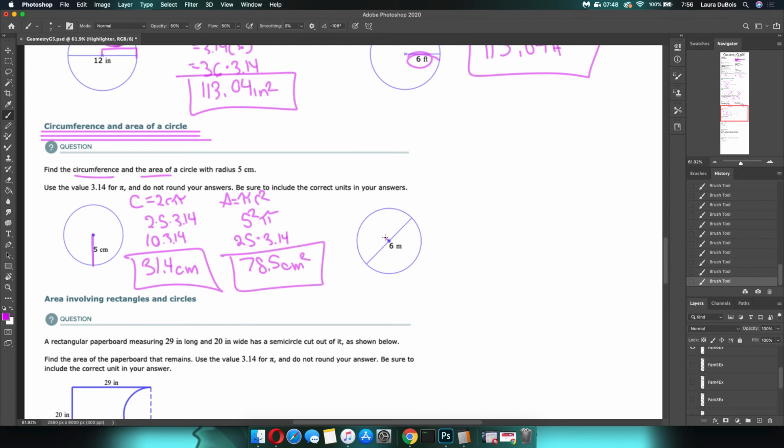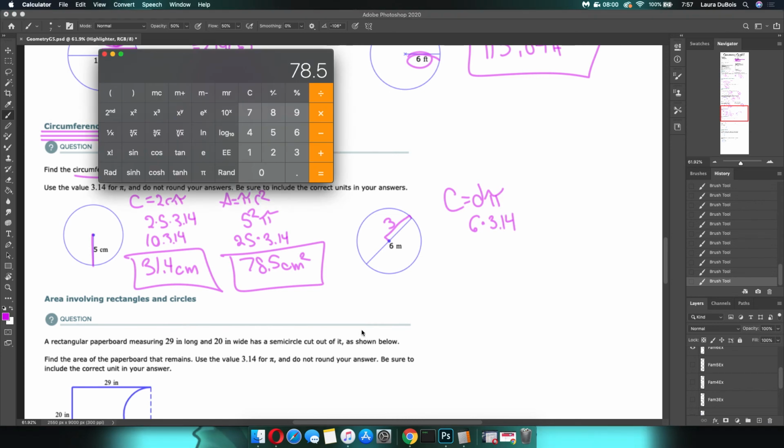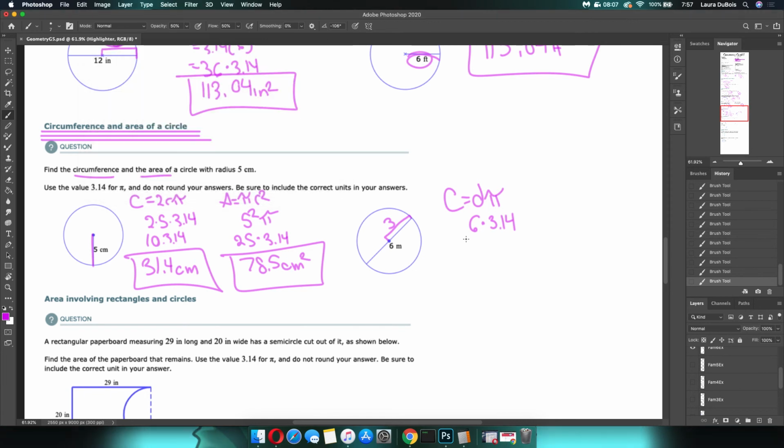Here they give us diameter, and I eventually need to figure out radius. First things first, circumference is diameter times pi, so it's just going to be 6 times 3.14. I'm assuming it's going to be 19 something. 6 times 3.14 is 18.84, so 18.84 meters for circumference. Area is pi r squared.